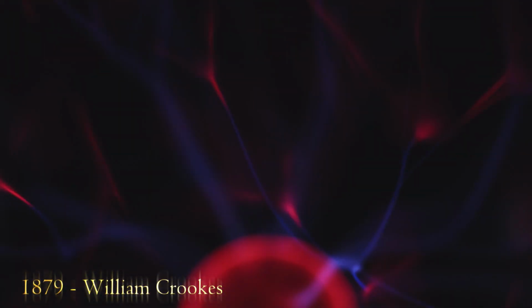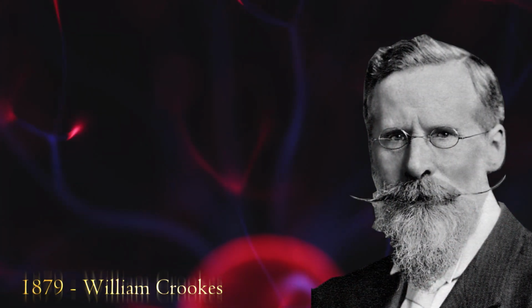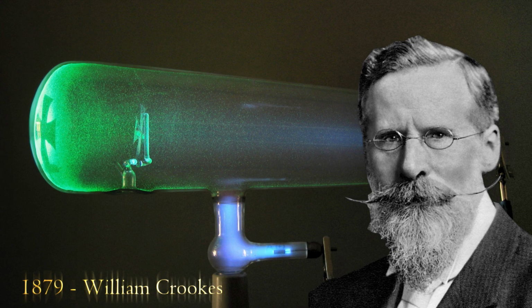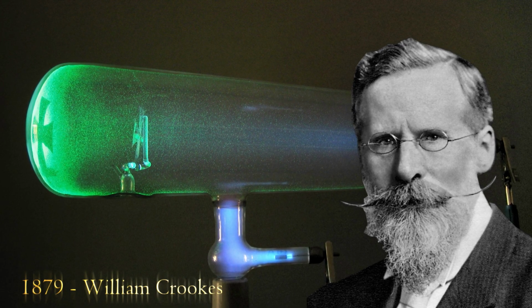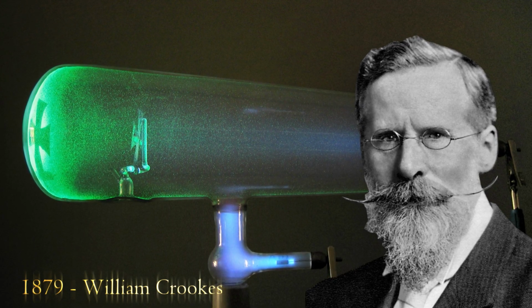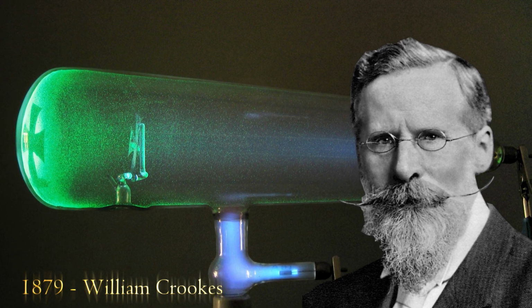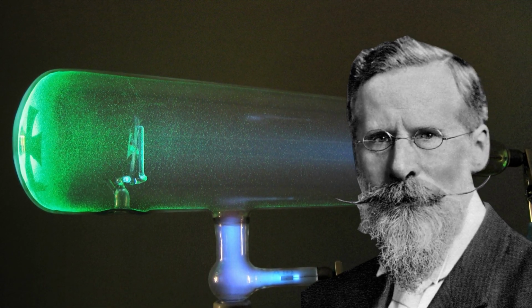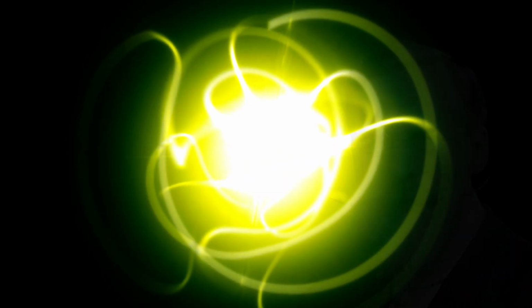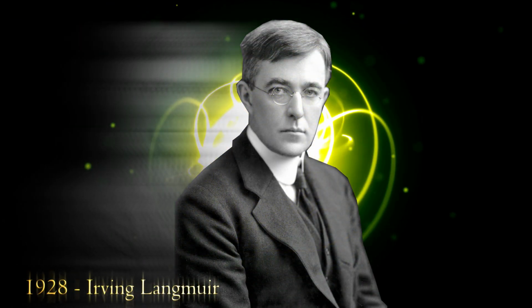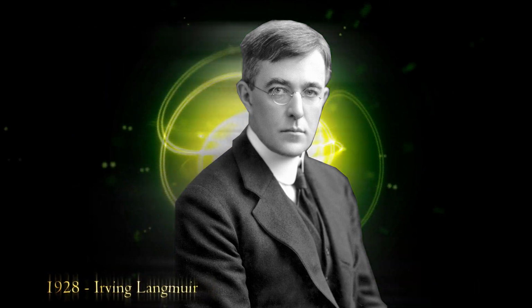The story of plasma begins in 1879 with British scientist William Crookes. Using a special tube called the Crookes tube, he noticed a strange glow. Back then, the structure of atoms wasn't fully understood, so Crookes called this glowing matter radiant matter, but it was actually plasma. Later, in 1928, American physicist Irving Langmuir confirmed this and named it plasma.